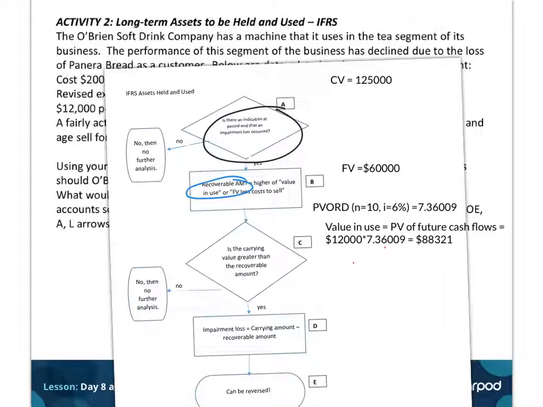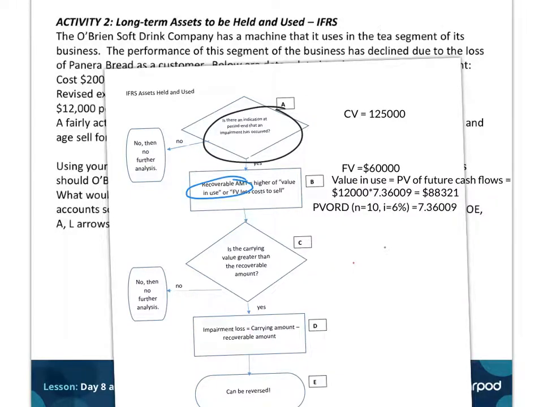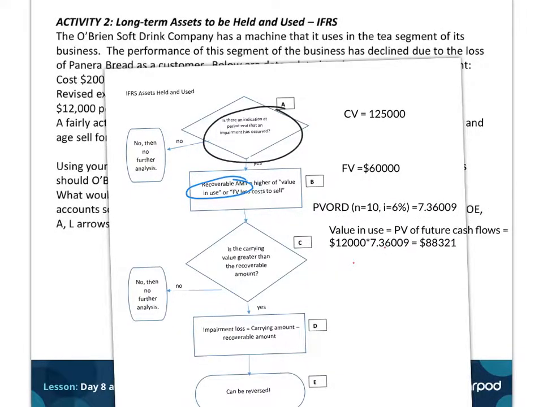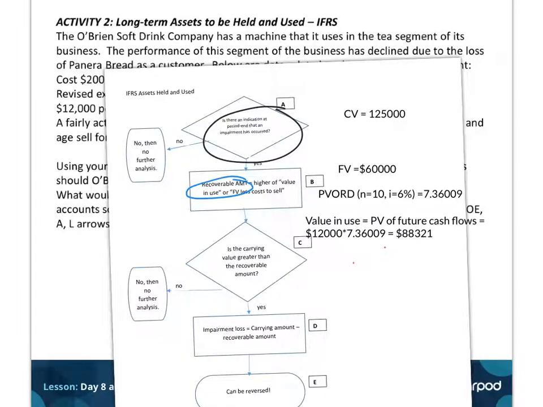All right, so the question then becomes, which of these values is higher, 60,000 or 88,321? I think you all would immediately go, well, I can tell, 88,321. So 88,321 is going to be my recoverable amount. This is important lingo, right? It all is there for a reason.